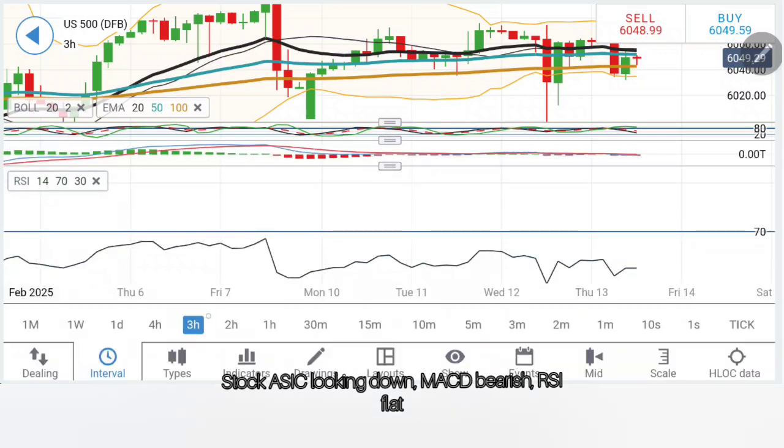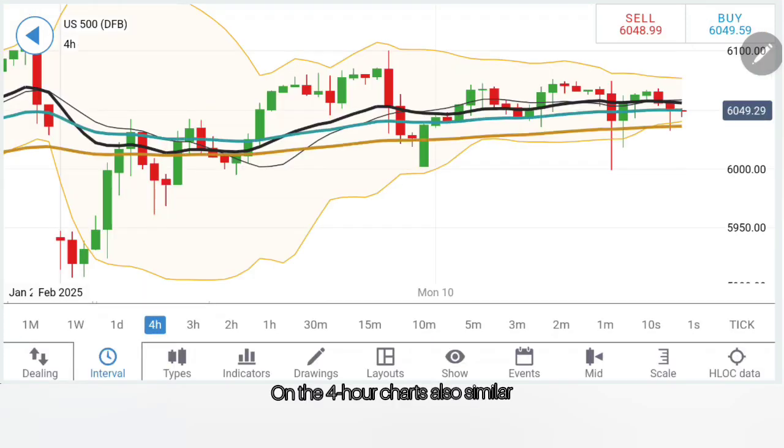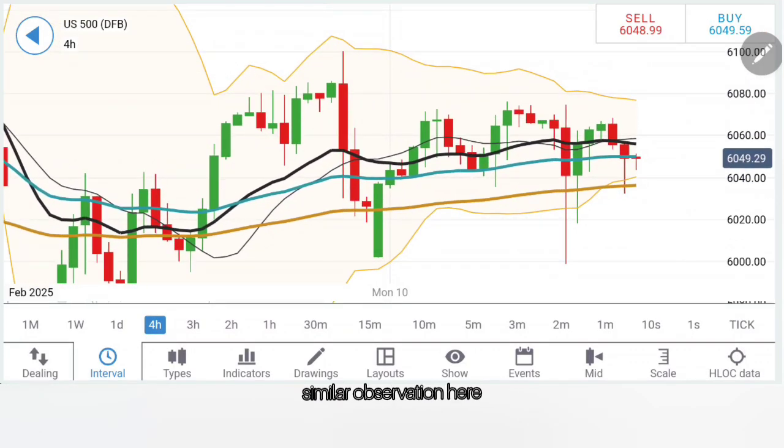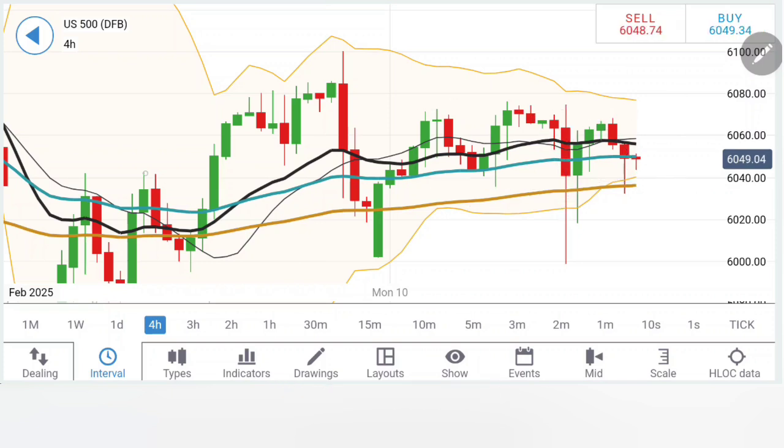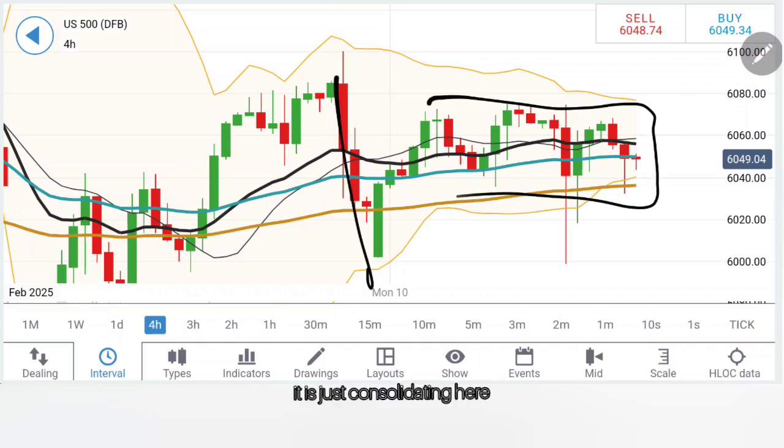Stochastic looking down, MACD bearish, RSI flat. On the 4-hour charts, also a similar observation here. Divide this into two, you can see a symmetry here. And now also on the downside, the support levels are intact. Also notice after this big drop, it is just consolidating here.